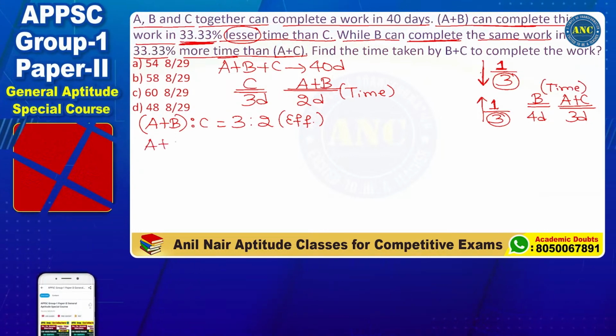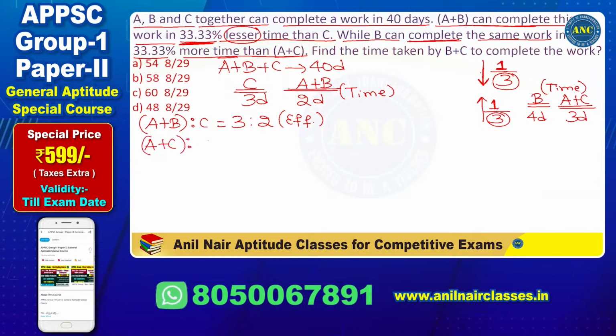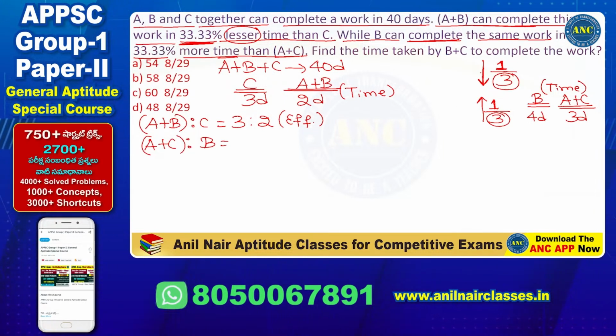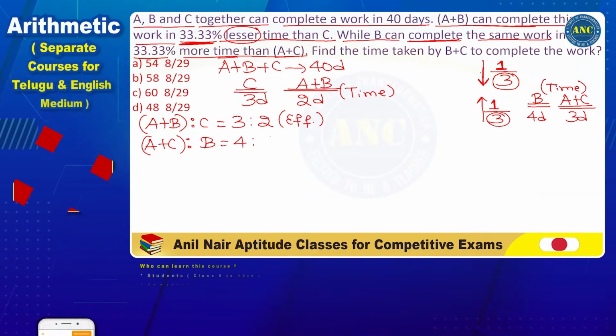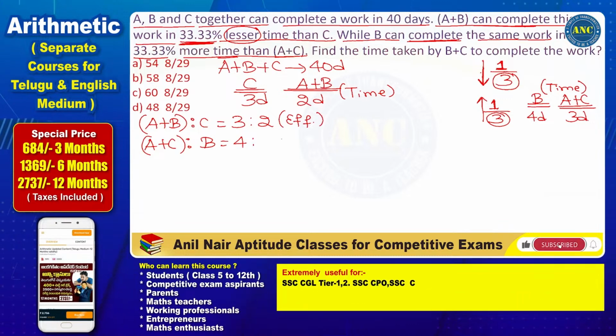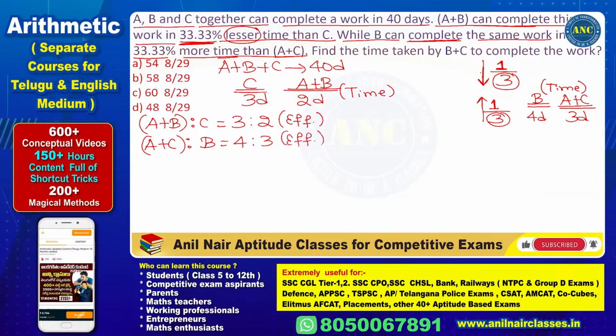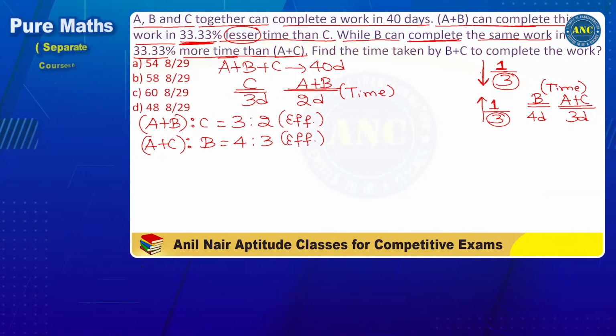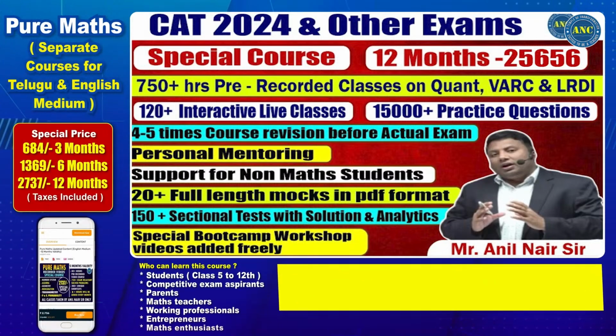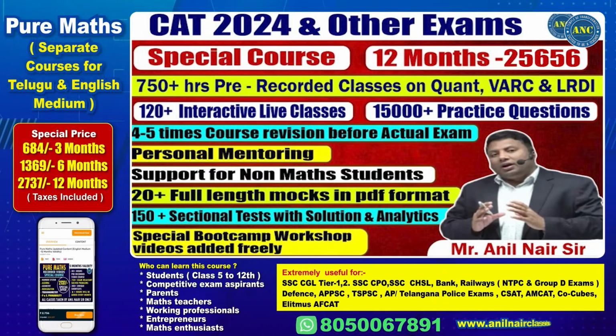But I want to find the efficiency ratio. A plus C and B. Can I say that B's days is 4, that 4 should go to A plus C, and A plus C's days is 3, that should go to B. So this is the efficiency ratio. I hope I am making sense to all the people who are listening to the class. It's so simple. Let us not get confused. Please make it a habit to make it very, very clear.